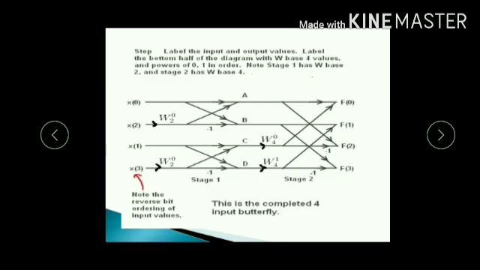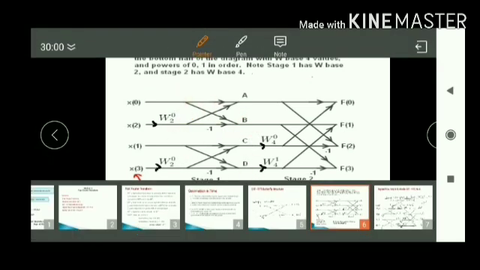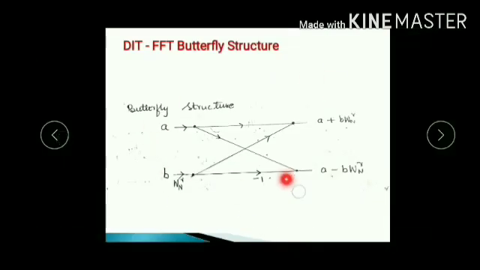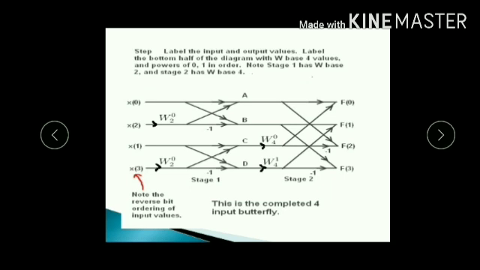So draw 4 lines, okay, and look at this part. This structure is almost similar to what you have drawn here, the butterfly structure. Between these two lines, draw a cross. Between these two lines, draw a cross. And make sure that this is your input now.